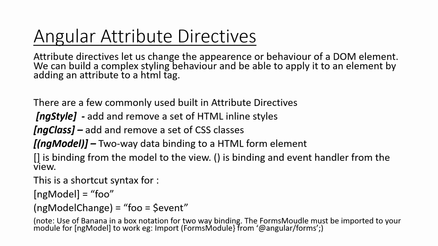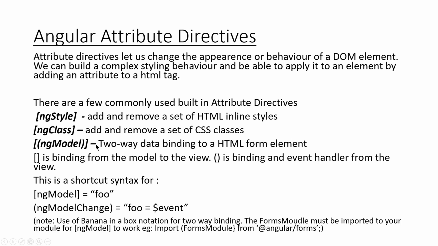We've got one other built-in commonly used attribute directive, which is the ngModel. Now you'll notice it has slightly different syntax, and they call this banana in a box syntax, given that we have our 2 round bananas in a square box. So this is a two-way binding to a HTML form element. Where the square brackets is binding from the model to the view, and the round brackets is binding an event handler from the view.